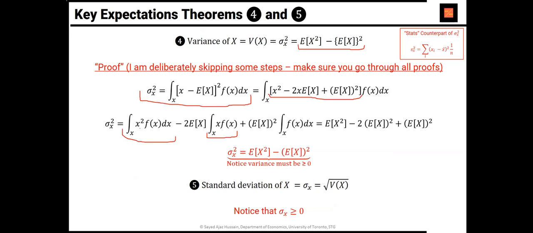And so you can see that the variance must be a number greater than or equal to 0. And the standard deviation is defined as the square root of the variance.